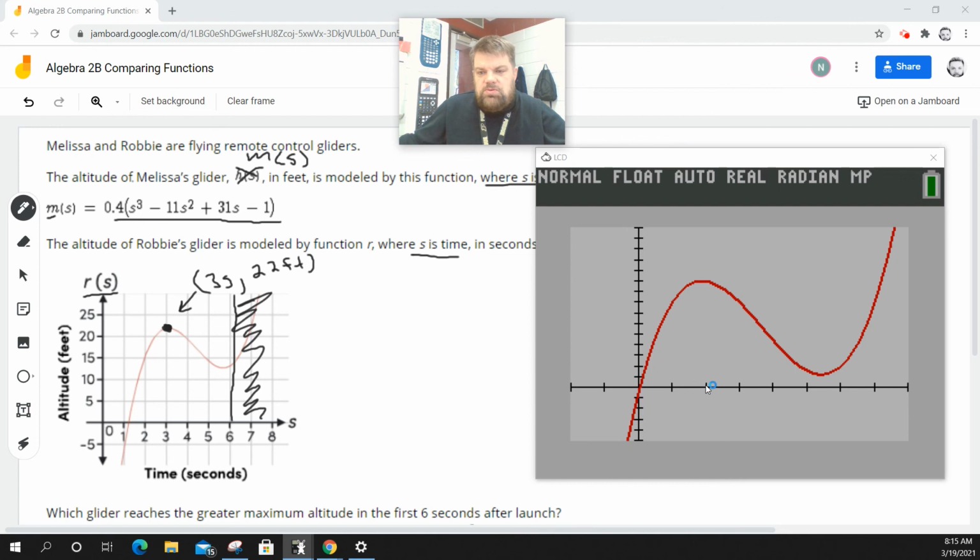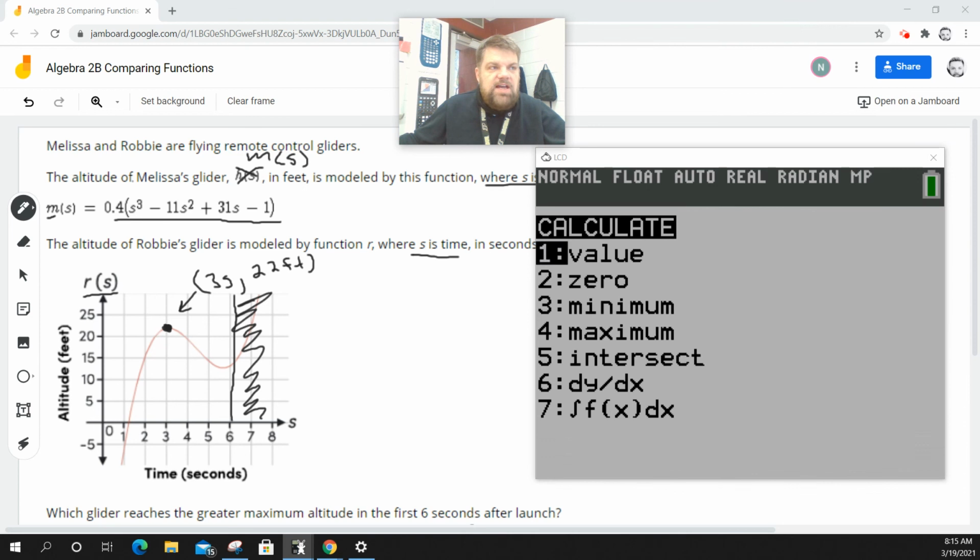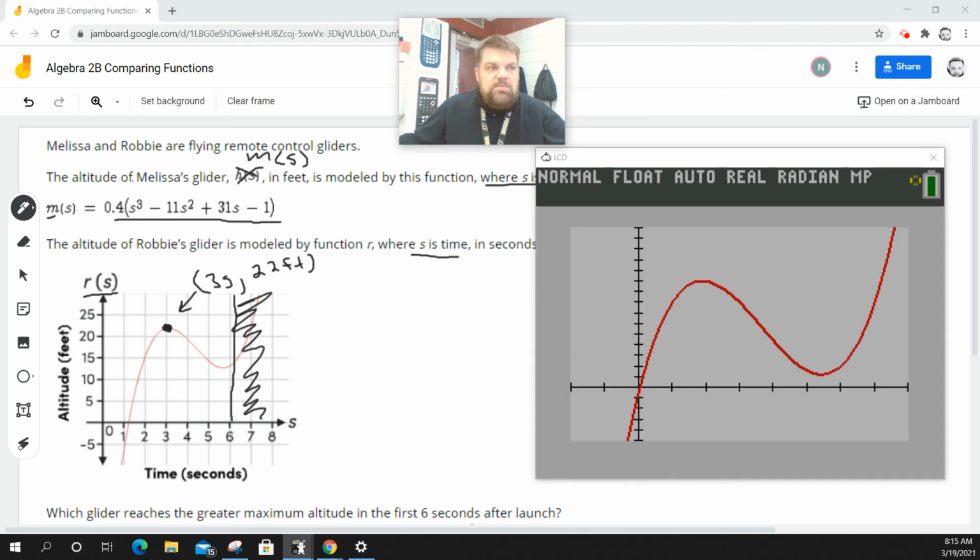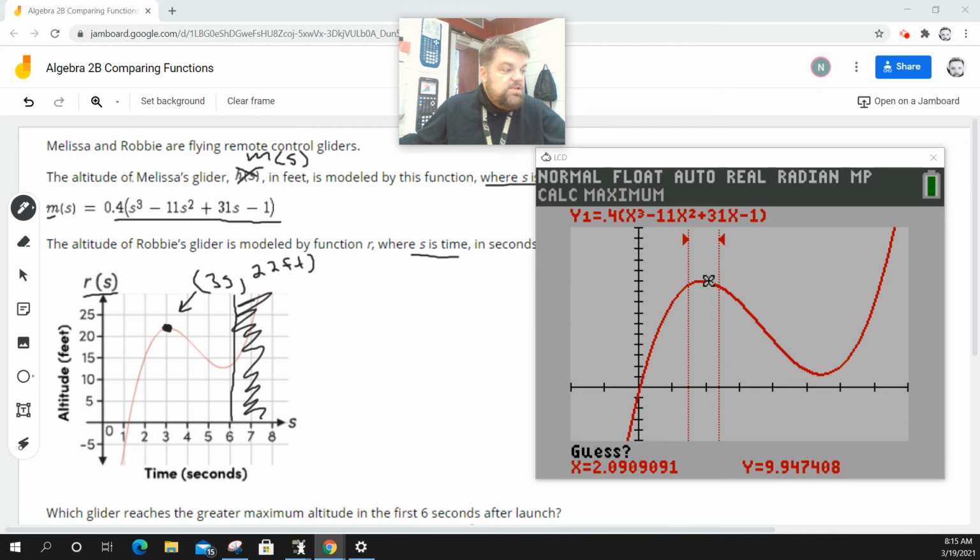So this one reaches the maximum in 2 seconds. So I can actually now with the calculator figure out exactly what that is. I'm going to find the maximum. I'm going to go a little bit to the left of the maximum, hit enter. I'm going to go a little bit to the right of the maximum, hit enter, and then it tells me to guess where I think the maximum is. Whoops, what did I do? I lost my calculator thingy. Okay. Go a little bit over, maybe a little there. Hit enter. So the maximum is only 10 feet on this one.